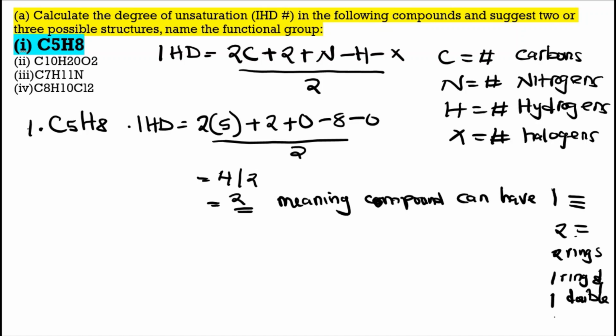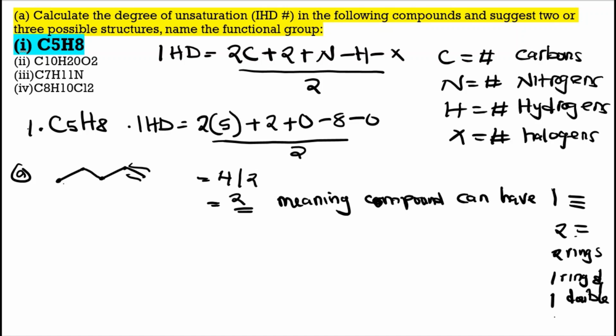Okay, so considering this degree of unsaturation, we can now write the possible structures for this compound. The first one is this. This is a compound with 5 carbons. So we write carbon number 1, number 2, number 3, number 4, number 5. We said that it can have a triple bond, so you can put a triple bond here. And this is supposed to have 8 hydrogens.